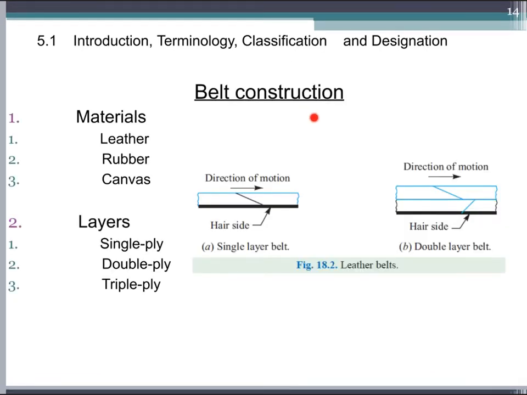So this is the belt construction here. Usually belts are made from leather, rubber, or canvas. And then usually a belt can be either single ply, double ply, or triple ply. Here you can see the single ply layer belt, and this is the direction, and this is the hair side, which is in contact with the pulley. And then we have the double layer, below is the hair side, in contact with the pulley, and this is the direction.